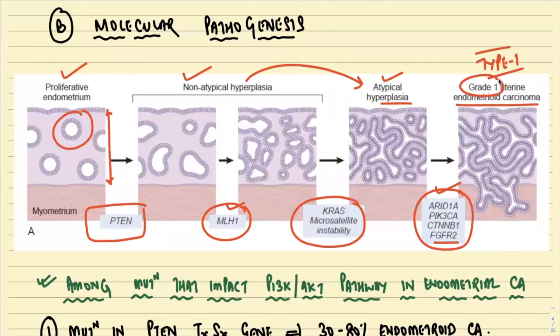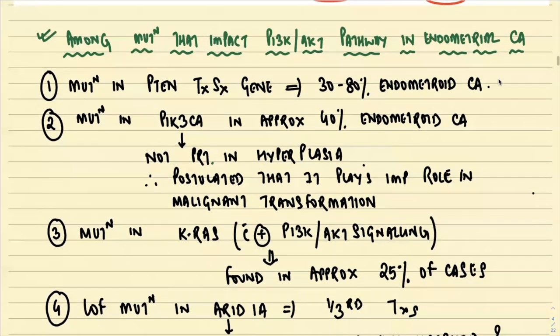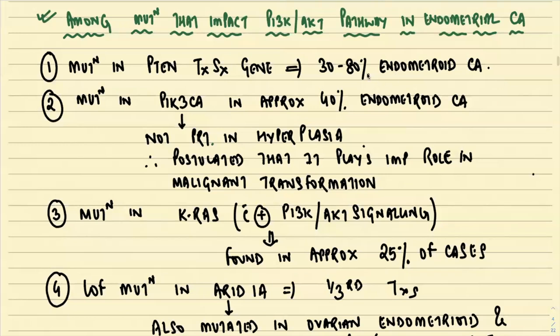Is this point crystal clear to everyone, the molecular pathogenesis? I'm now discussing the frequency with which these mutations involve type 1 endometrial carcinoma. Mutation in the PTEN tumor suppressor gene is present in 30 to 80% of type 1 endometrial carcinoma, that is the endometrioid variety. Mutation in PIK3CA is present in 40% of endometrioid carcinoma. This mutation in PIK3CA is not present in hyperplasia. Therefore, there is an important MCQ. It is postulated that this mutation in PIK3CA has an important role in the conversion to malignancy, so it is responsible for malignant transformation.